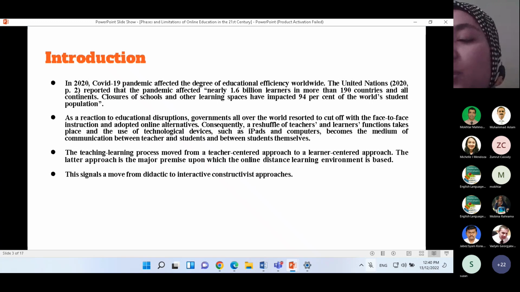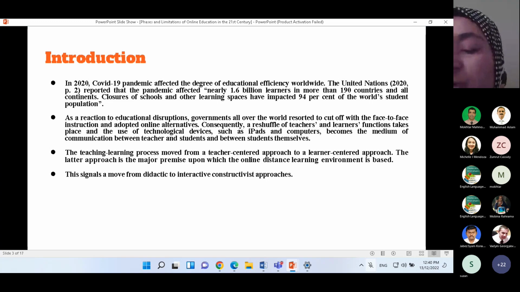As a reaction to educational disruptions, governments all over the world resorted to cutting off face-to-face instruction and adopted online alternatives. So, consequently, a reshuffle of teachers' and learners' functions takes place, and the use of technological devices such as iPads and computers becomes the medium of communication between teacher and students, and between students themselves.